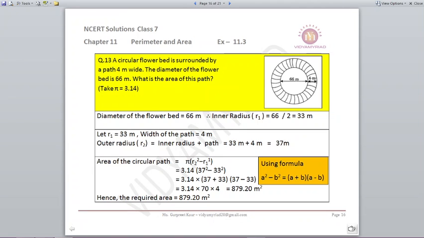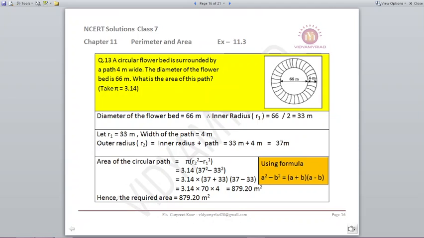Question number 13. A circular flower bed is surrounded by a path 4 meters wide. The diameter of the flower bed is 66 meters. What is the area of the path? Now we know we have the diameter of the inside circle. So that means we have the inner radius, that is 66 upon 2, which is 33 meters.